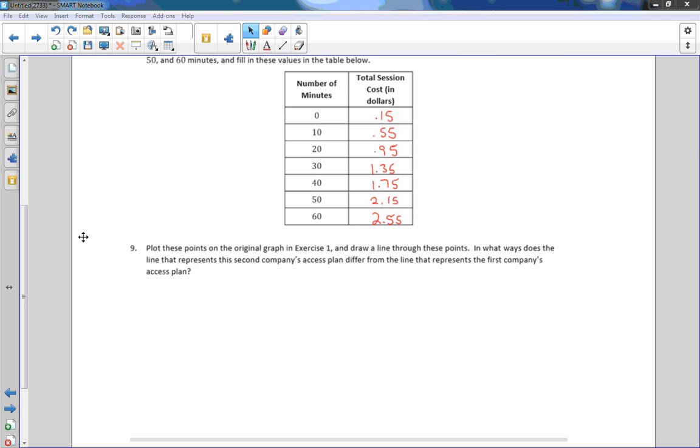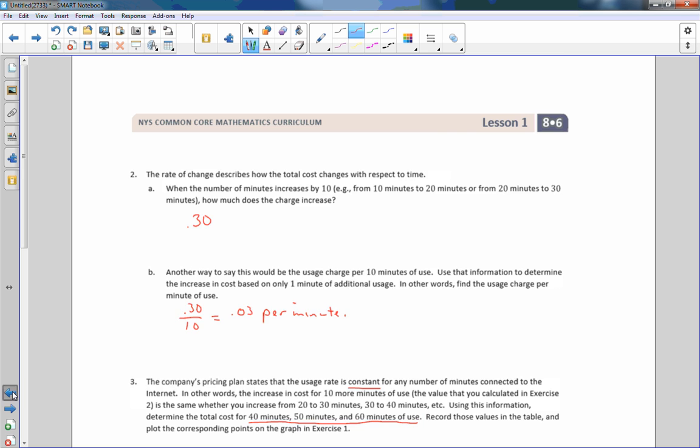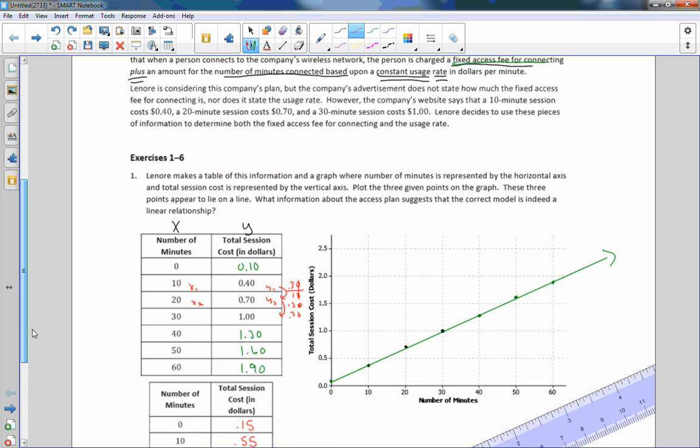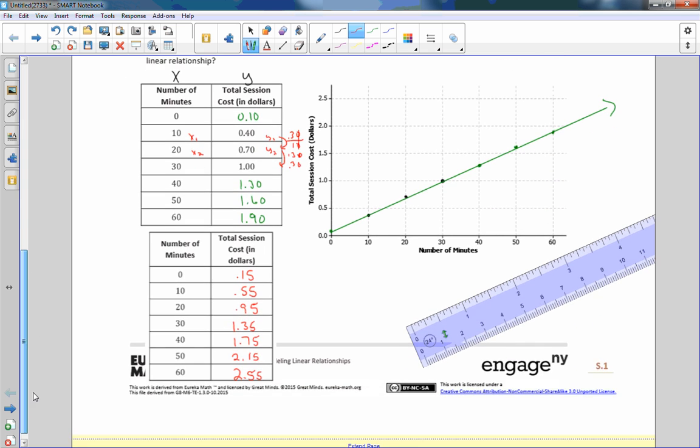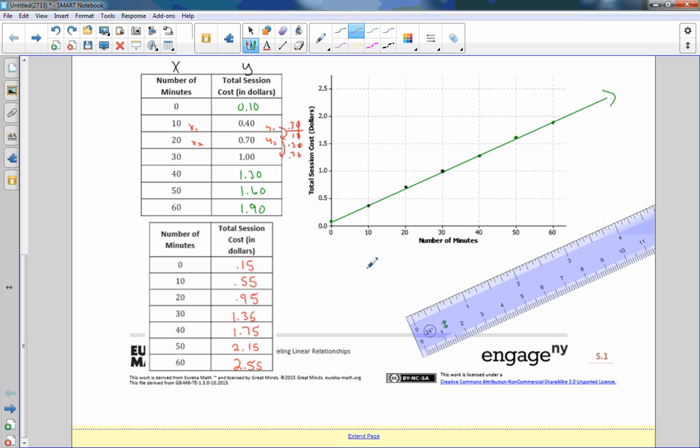Okay, number 9 says, plot these points on the original graph in exercise 1 and draw a line through these points. In what ways does the line that represents this second company's access plan differ from the line that represents the first company's access plan? So I have copied this table over, and I'm going to go back 2 pages to the first page where we're supposed to put this in. And I just copied it here so I can read it without going back and forth.